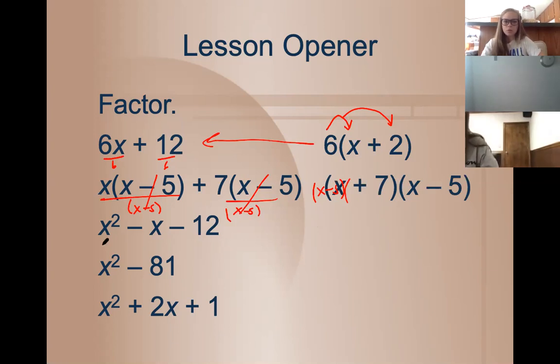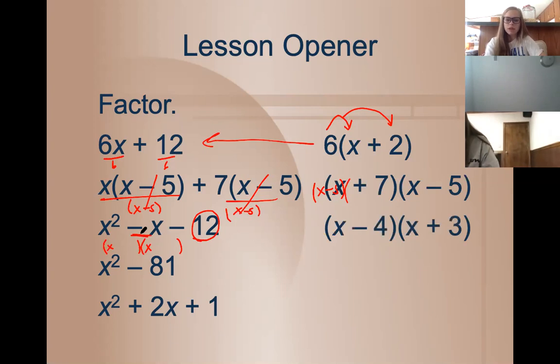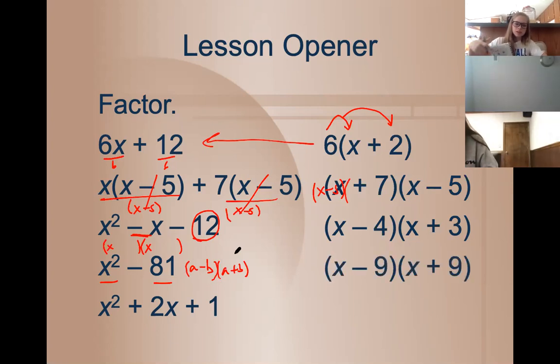All right, down here, we would factor these trinomials. We'd make 2 binomials, have an x and an x here. Find factors of this last term right here that would add together to get a -1. So x minus 4, x plus 3. x squared minus 81. This is the difference of 2 perfect squares. So therefore, it's going to be in the answer form a minus b, a plus b, which is x minus 9, x plus 9.